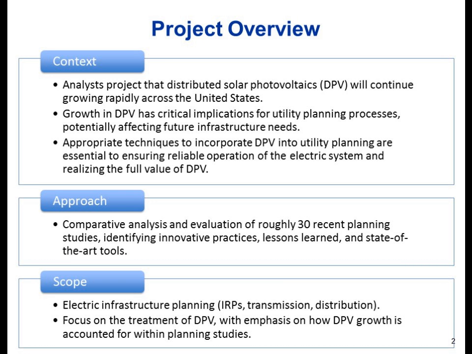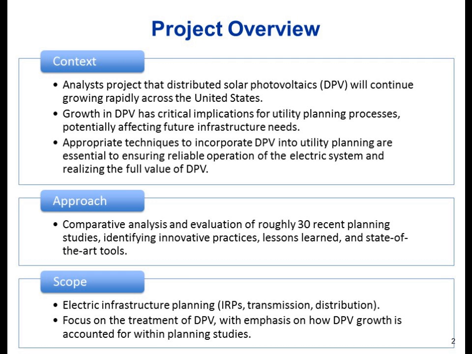And so the purpose of our paper and this presentation is to catalog and assess current practices and to identify examples of some innovative techniques that are currently being used. Our approach involved reviewing roughly 30 or so recent planning studies. These included utility integrated resource plans, regional transmission planning studies, and also distribution plans. So in other words, we were looking at planning processes that span the entirety of the electric network, from the bulk power system down to the distribution network.